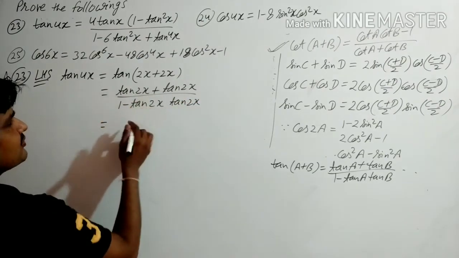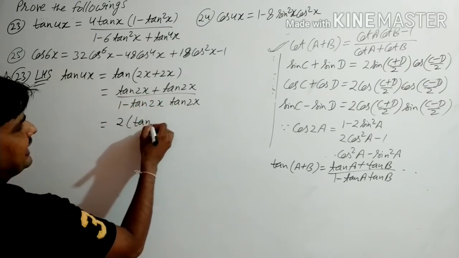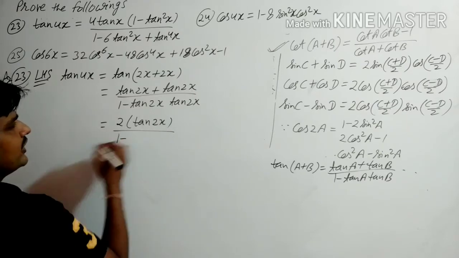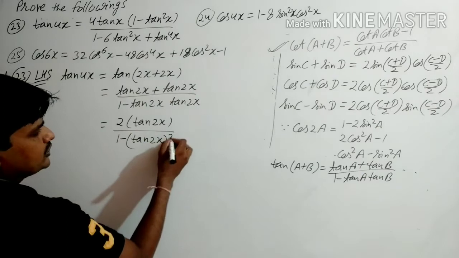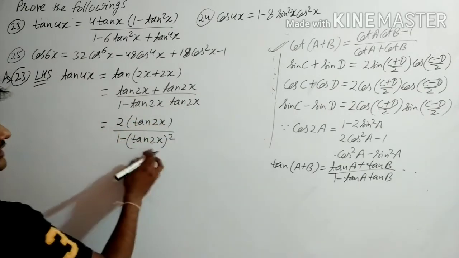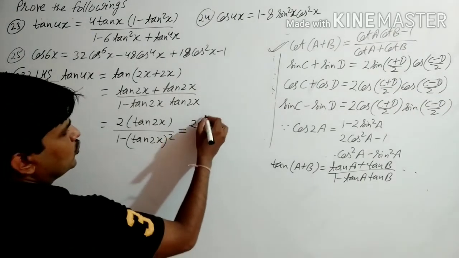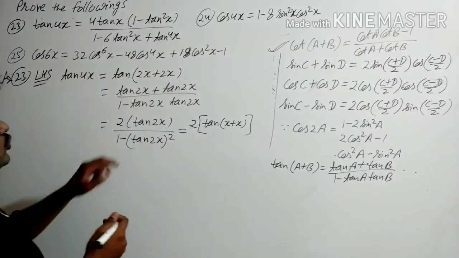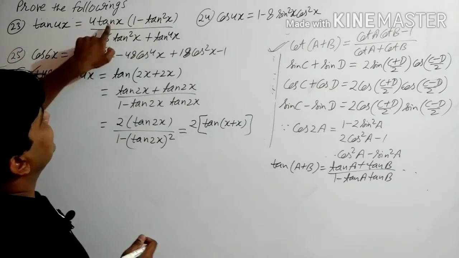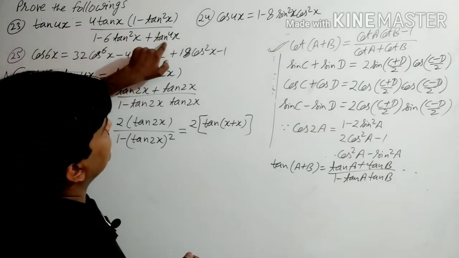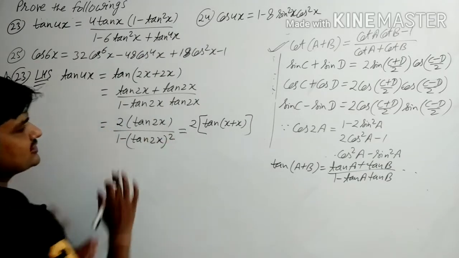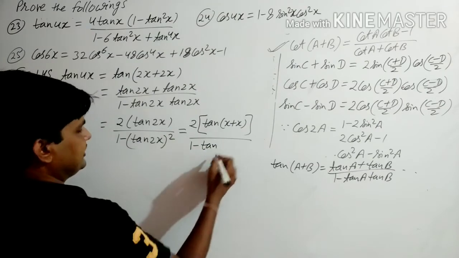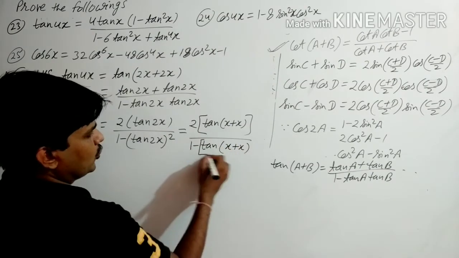So a is 2x and b is 2x. So this equals tan 2x plus tan 2x, which can be written as 2 tan 2x. Same value 2 times, so 2 times the value upon 1 minus tan 2x whole square, since the same value is multiplied 2 times. Now tan 2x can be written as tan(x plus x), because we have to break 2x into single x. So we get tan(x plus x) upon 1 minus tan(x plus x), and whole square of this one.